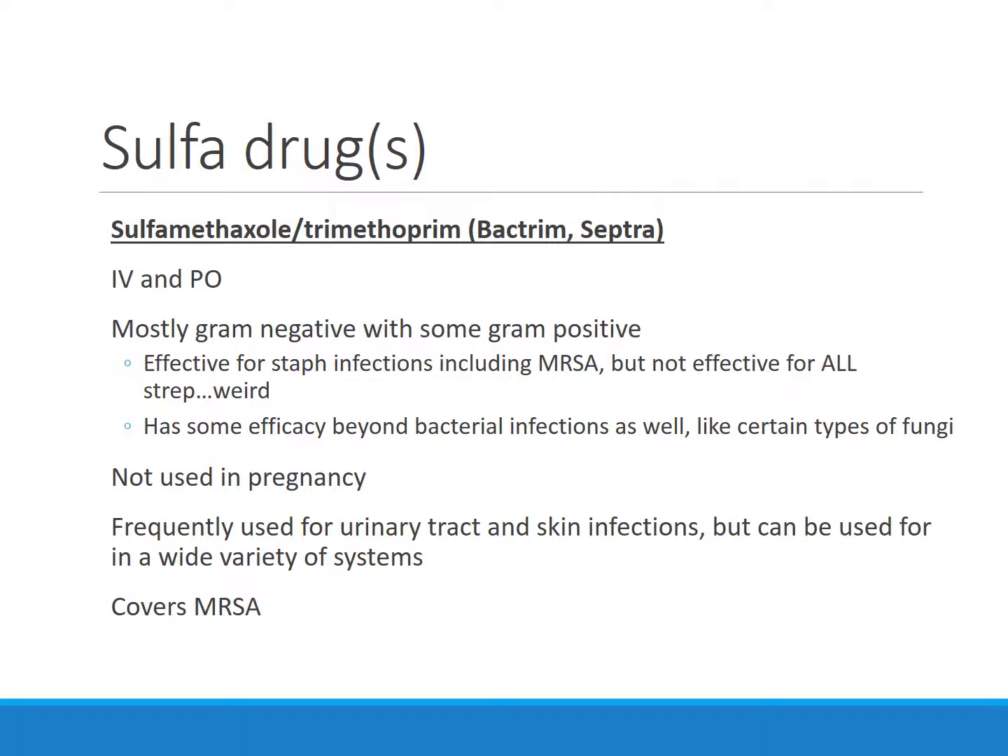All right, sulfa drugs, really just one drug. I think there's been lots of sulfa drugs in the past, but there's really one we use right now. It's sulfamethoxazole-trimethoprim, which is Bactrim or Septra is the brand name. Available IV and PO. Gram-negative coverage substantially with some gram-positive, specifically staph. They have really good staph coverage, but not effective for all strep. So it's interesting. Bactrim is actually pretty effective at covering strep pneumoniae, but not very good at covering strep pyogenes, the type we'd see on our skin that would lead to skin infections.